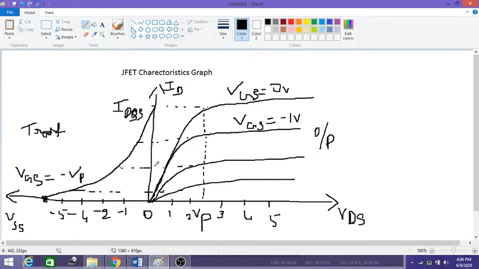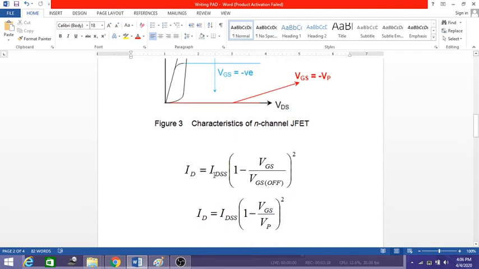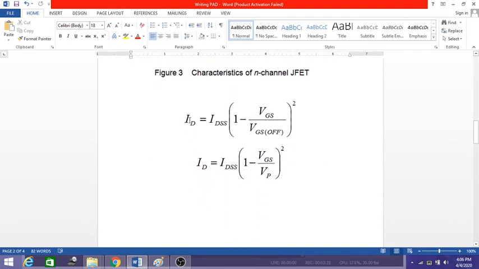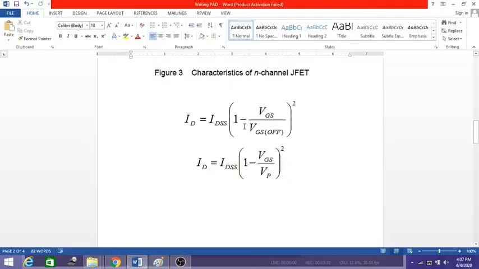Okay, so now we'll see the equation, the source to drain equation. These characteristics are represented by the equation ID is equal to IDSS of 1 minus VGS by VGS off, whole square. So what is this VGS off? As you can see from this graph, this point we call VGS off, meaning at this point the drain current is almost 0. It means that the JFET is off, it is not on, because the source to gate voltage is so high, it is not allowing the JFET to turn on. So that voltage we call the VGS off voltage.